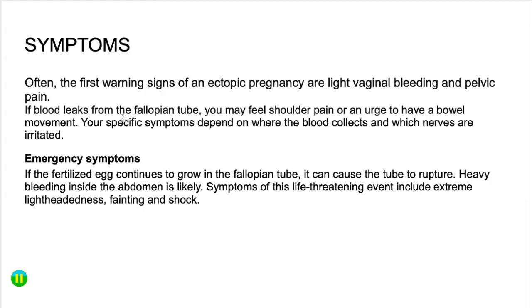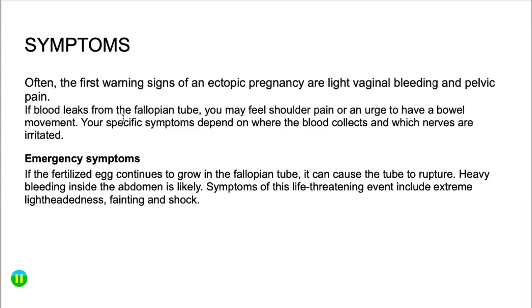If blood leaks from the fallopian tube, you might have shoulder pain. This is quite unusual. Why shoulder pain? This is called referred pain. Referred pain is usually pain which is carried by the nerves from the uterus, and they can travel all the way up to the shoulder, and thus you will have shoulder pain. So this is a classic sign which indicates that we are having a problem. Bleeding, pain in the shoulder.